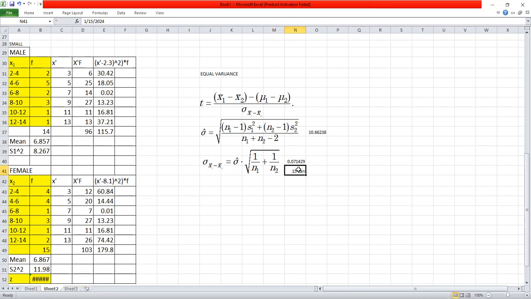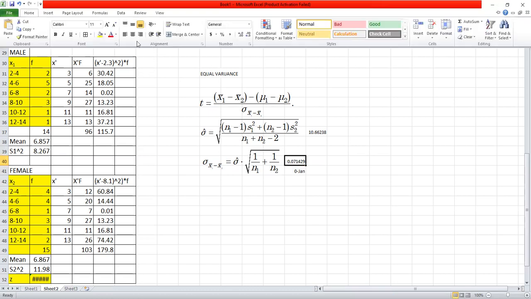Those are the figures we require. 1 divided by 14 is that. Formatting is the issue there, which gives you this figure here.